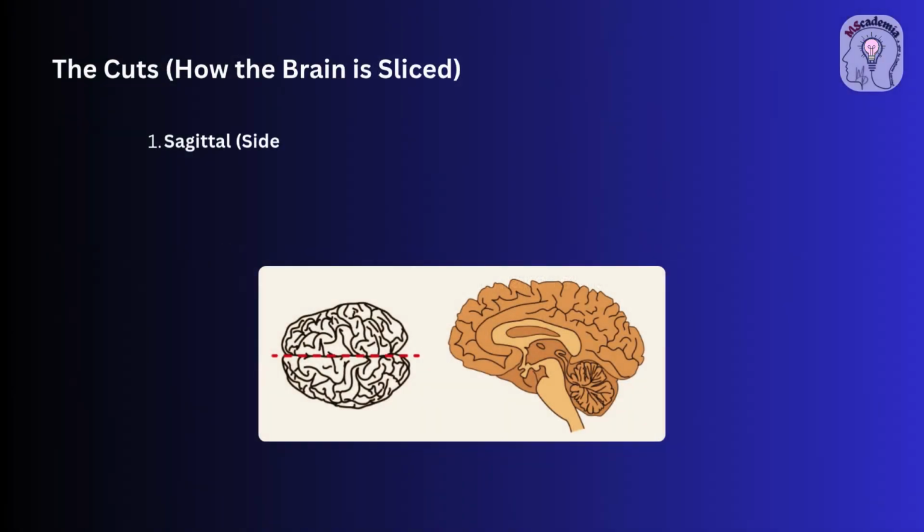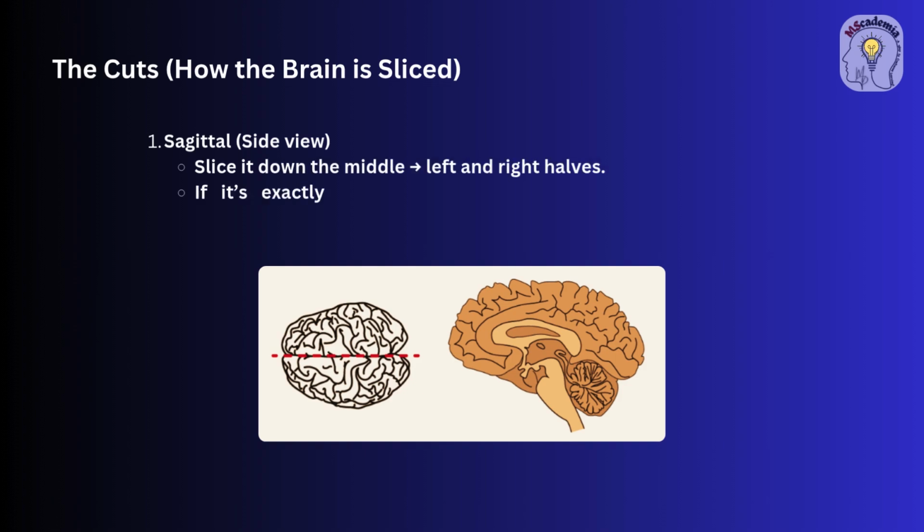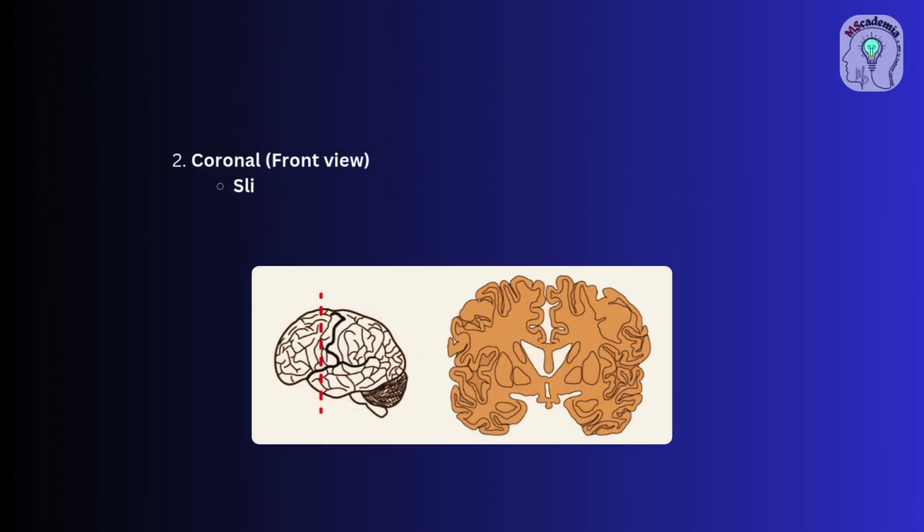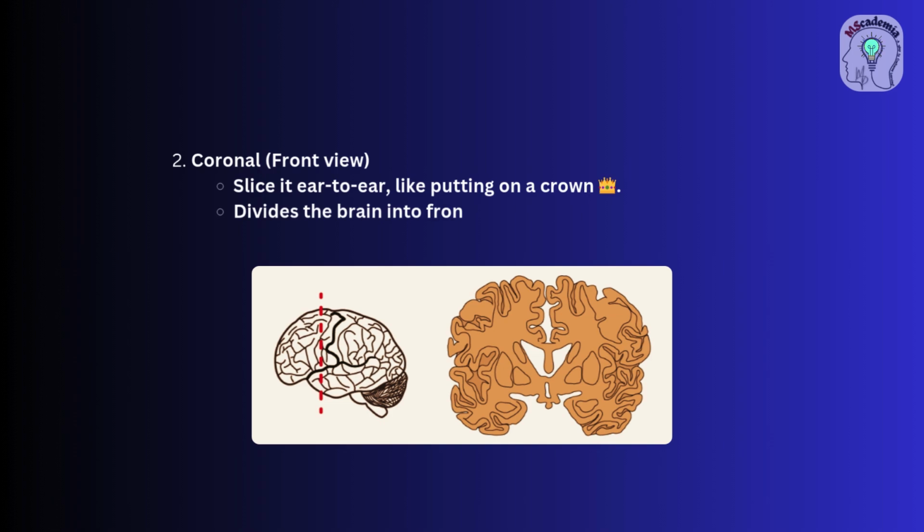The cuts: how the brain is sliced. Sagittal, side view: slice it down the middle, left and right halves. If it's exactly in the middle, it is called mid-sagittal, and shows both hemispheres separated. Coronal, front view: slice it ear to ear, like putting on a crown. It divides the brain into front and back.